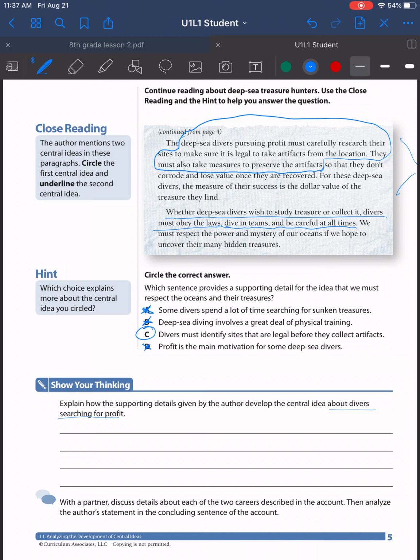You don't have to write too much. Obviously, there's only four lines right here. Just give me one supporting detail that proves that these two paragraphs are about divers searching for profit. Okay? After you have written that, don't forget your capital letters, don't forget your punctuation. Once you have that done, you are going to scan this page, mainly this part right here. This is what I care about mostly. And that is what you're going to upload for your homework today.